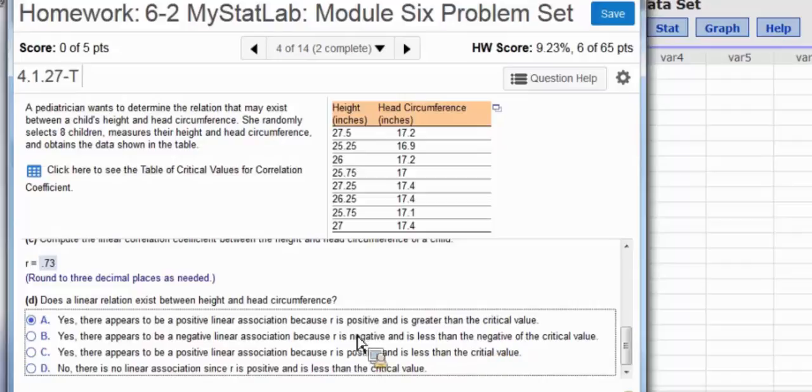However, even though R is positive and greater than the critical value, that doesn't mean a linear regression model is the best one to use. It just says that it's possible. We have to be smarter and look at the plots and things like that to decide whether it's the best one or not.